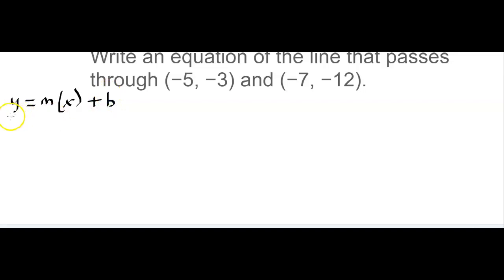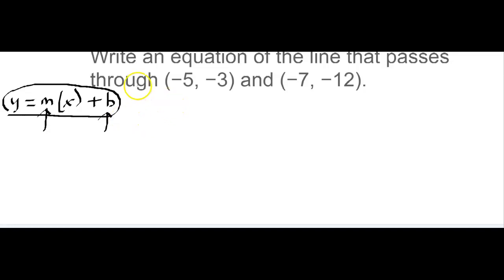This is one of the forms of a linear equation, y equals mx plus b, and we call it the slope-intercept form because when we look at the equation, the m is your slope, which is rise over run, and the b is your y-intercept, that is where the line crosses over the y-axis.